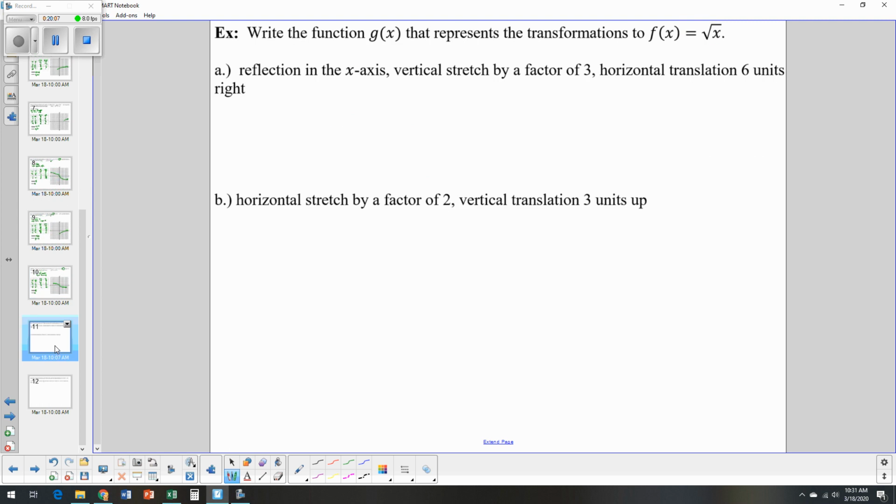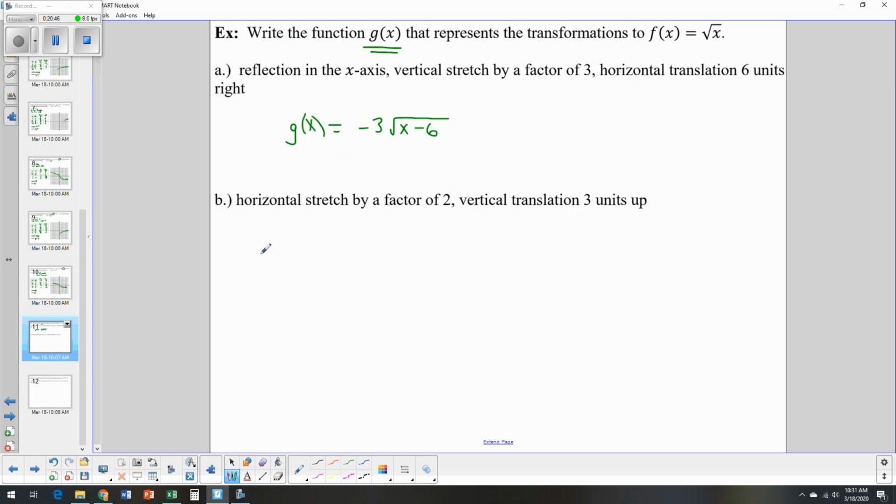Last kind of problems is we're going to now write the function given the transformation. So we're just going to work backwards. So we know that we're writing the function g of x, and we're transforming the square root of x in these problems. So a reflection in the x-axis is a negative on the outside. Vertical stretch by a factor of 3 is also a 3 on the outside. And I'm translating right, so that's going to be in my square root. So this is going to be x, and then 6 right is really minus 6. And that would be my answer.